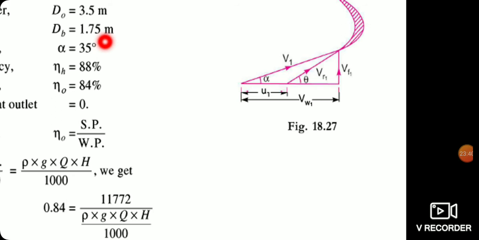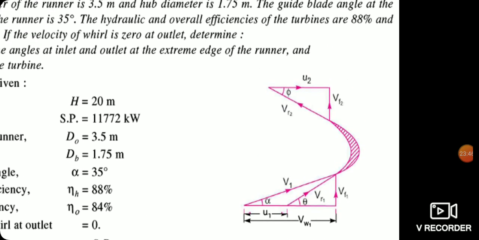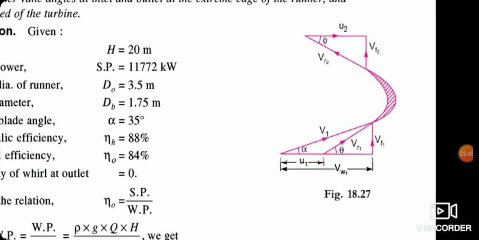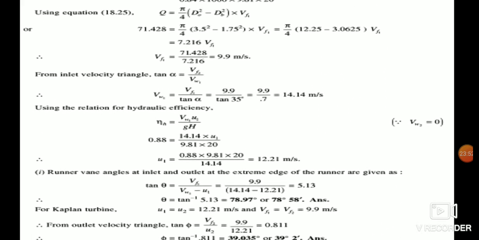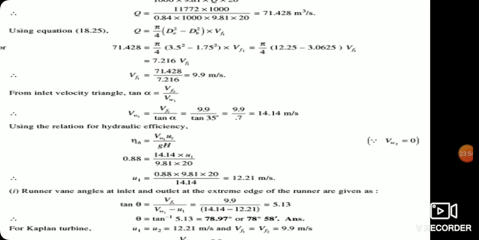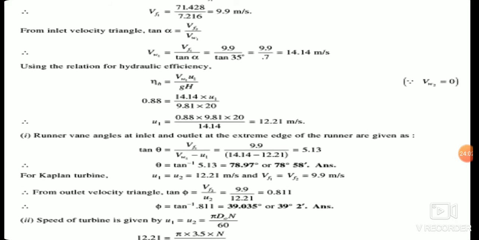Depending on all the parameters required for the turbine inlet triangle, we can calculate the unknowns. Here Vf1 is required. Discharge is equal to pi by 4 into Do square minus Db square into Vf1. Do we know, Db we know, and Q we know. Therefore Vf1 is equal to 9.9 meter per second.